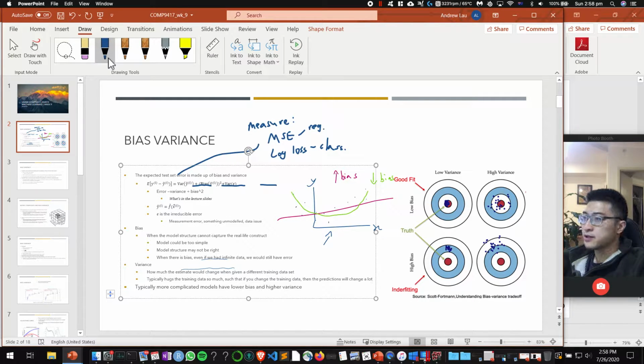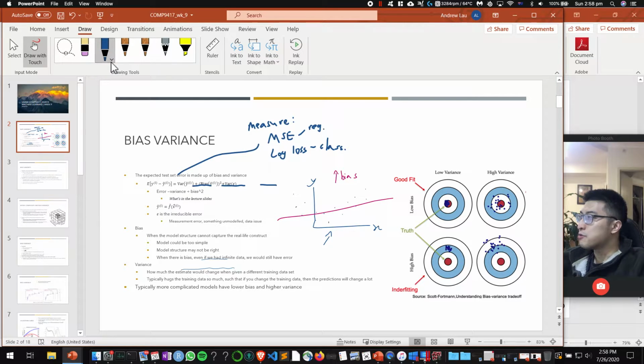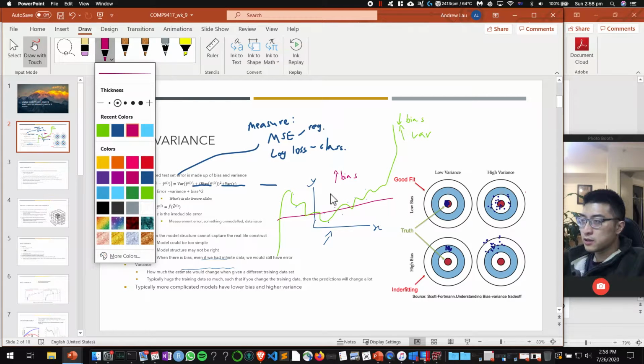And this is a high bias estimator. Now let me give you a low bias estimator and possibly high variance. So something like this. This estimator here would have low bias. It's very flexible. You can capture the nuance of the data quite well. But if you swap out this data set for something else, it's going to change quite a lot. So high variance.